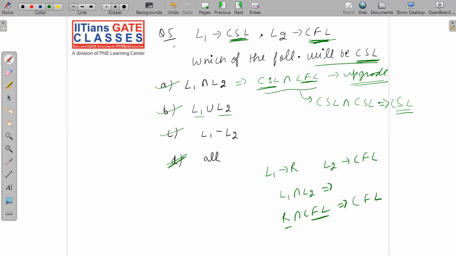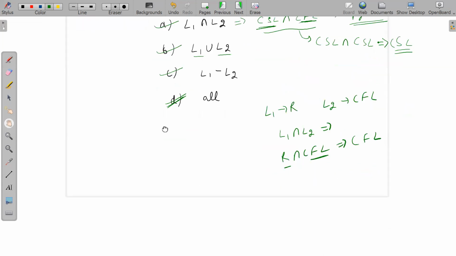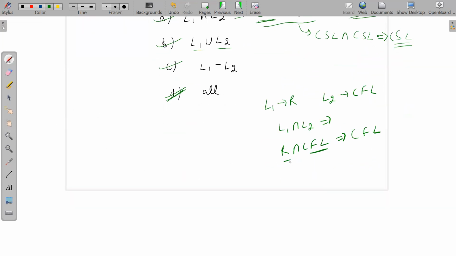But if you apply upgradation, then what will you get? You will say every regular is CFL. So it will become CFL intersection CFL. And CFLs are not closed under the intersection operation. So you will get the answer as CSL, which is a big blunder, which is wrong. So please remember this thing. Regular intersection CFL will be CFL.